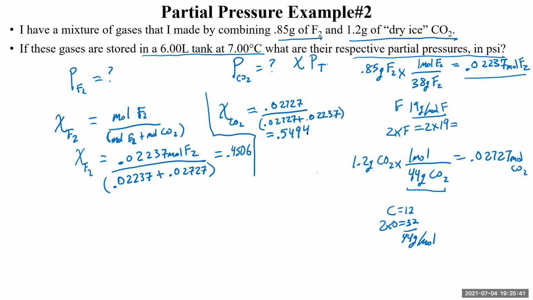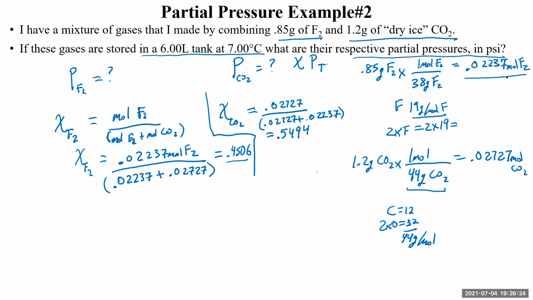Now, that's the mole fraction, but I need to multiply those by the total pressure. It's just one problem. I don't know what my total pressure is. Now there are two ways to go about this. They're both kind of number crunchy and kind of tedious, but you can do it one of two ways. Either you can take each mole, plug it into its own ideal gas equation, and figure out the partial pressure that way.